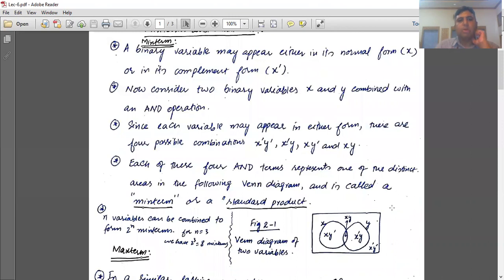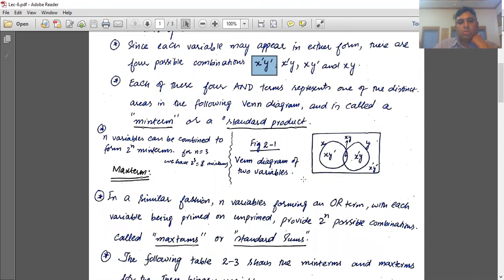Now, each of these four AND terms represents one of the distinct areas in the following Venn diagram and is called a minterm or a standard product. One thing: x and y appear like a multiplication, so we can say each of these terms is a product term. Each of these four combinations represents a distinct area in this Venn diagram. Now what is this Venn diagram?